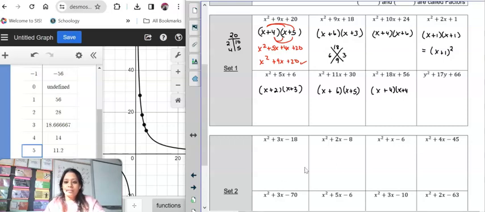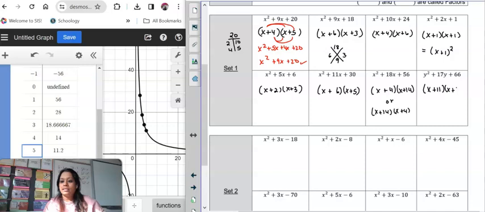I do want to make a little note here and say that you can write the 4 first, or you can write the 14 first. That's totally fine, because when you multiply them, they're going to give you this back. Okay, last one, I'll say x plus 11 and x plus 6. You can look at that.